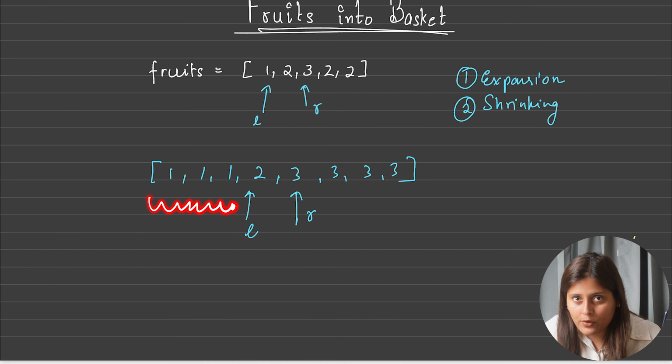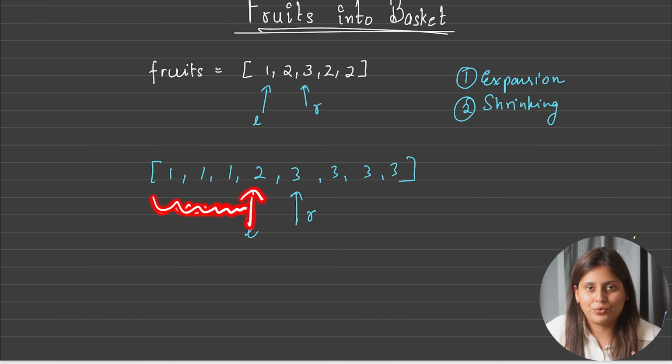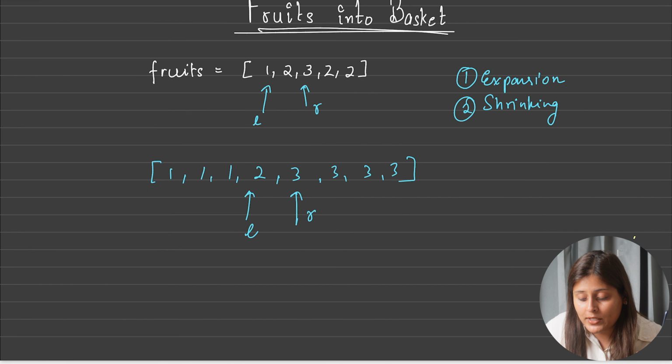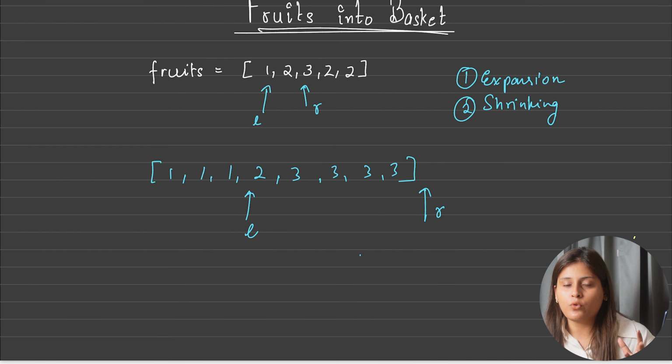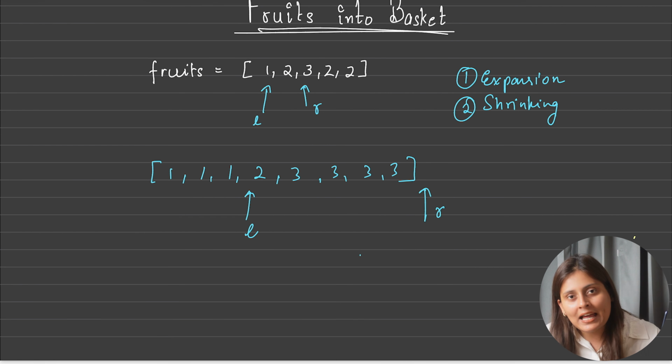Because it is false, only then you start shrinking. So keep on shrinking until the condition again becomes true. After this you can calculate the answer, but because this is not the maximum, we will not update it, and again the condition is true now, so right will move. So until the condition is true, right will keep on moving, and once the condition becomes false, we will start shrinking and left will move ahead.